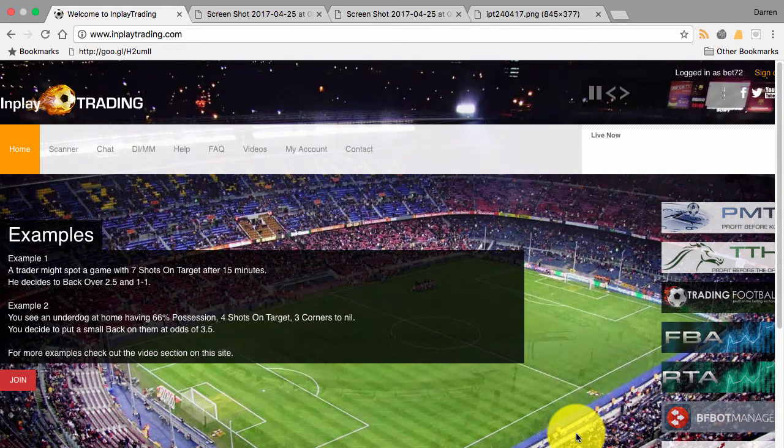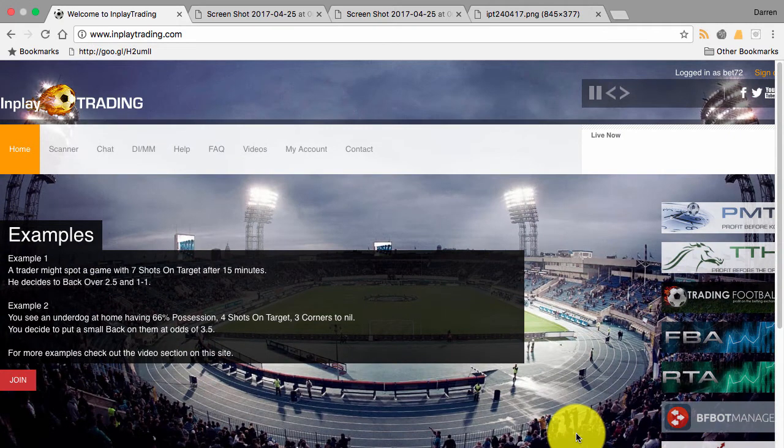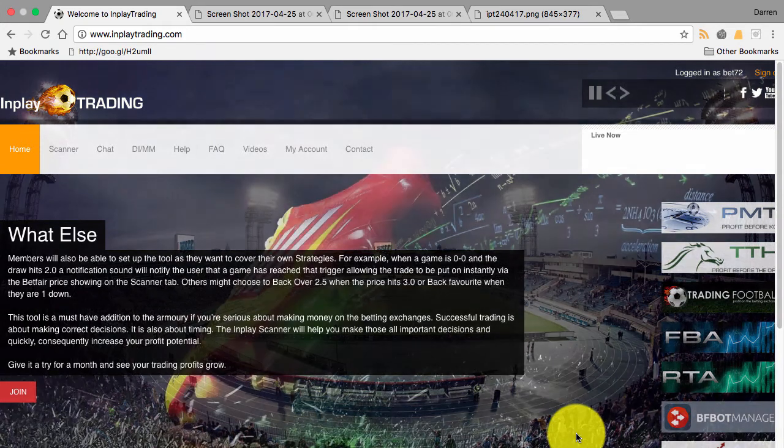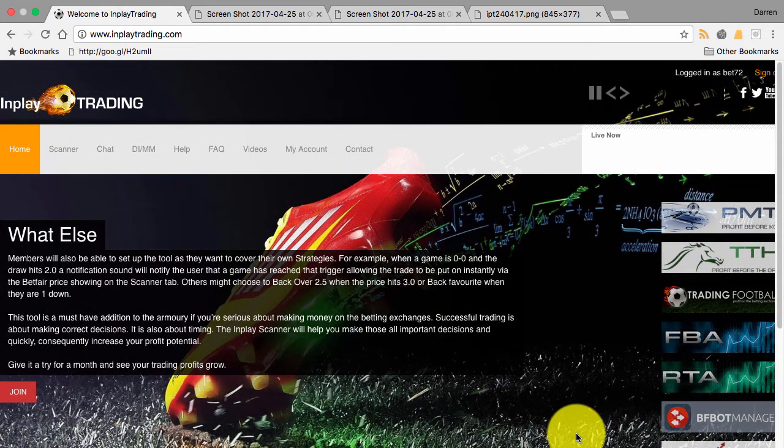I had a question in from one of our regulars concerning the recent screenshots that we put up regarding our Inplay football trading. You can see here the Inplay trading site up on the screen, which is the recommended site that we use for all of our Inplay football trading. Basically, the guy was asking how we actually make our selections, or how the selections come about.